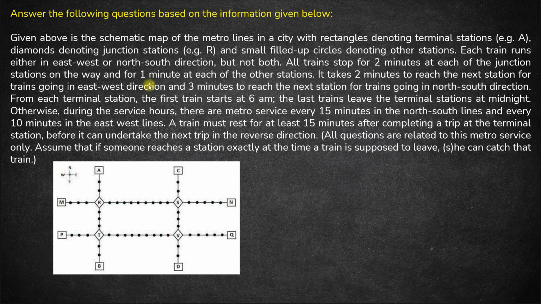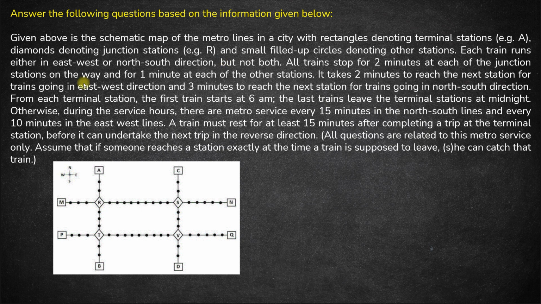Hi, here we are given the schematic map of the metro lines in a city, with rectangles denoting terminal stations, for example A. So we have A, C, D, B, M, P, Q, N. These are the 8 terminal stations. Terminal stations are basically those stations where a metro train will start or finally stop.